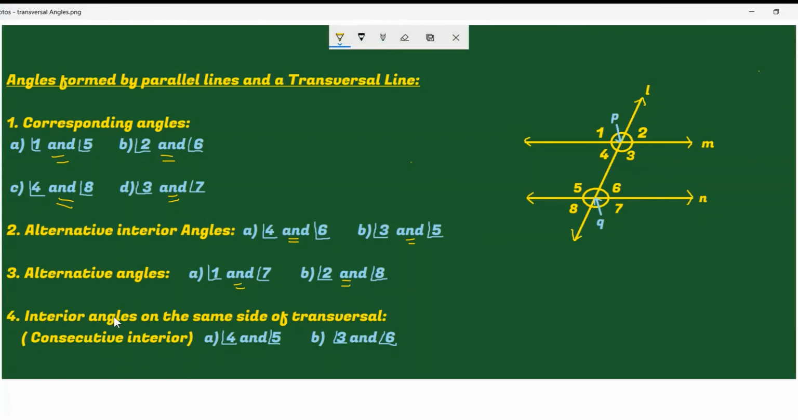Next is interior angles on the same side of the transversal. If these two lines are parallel, then the sum of two consecutive angles would be 180 degrees. The sum of two consecutive angles would be 180 degrees.